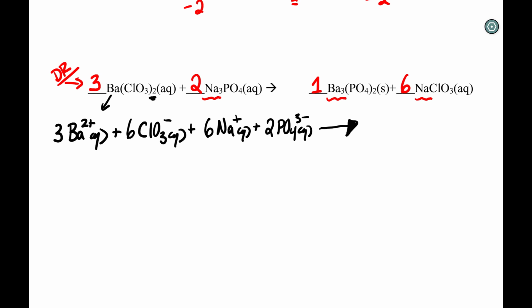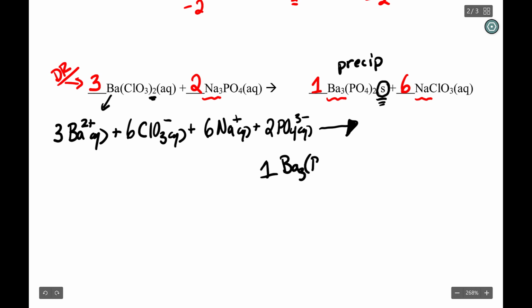So going on the product side, I've got 1 times 3 bariums, but oh, look, this is a solid. If this is solid, I cannot split these apart. This is a precipitate. I cannot split the ionic compound apart because it sticks together in solution because it is insoluble. So I'm actually going to leave that compound completely together. So I have 1 Ba3(PO4)2 solid.